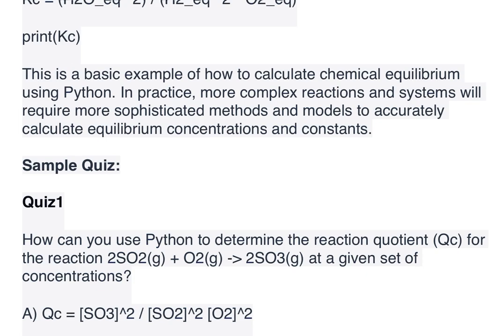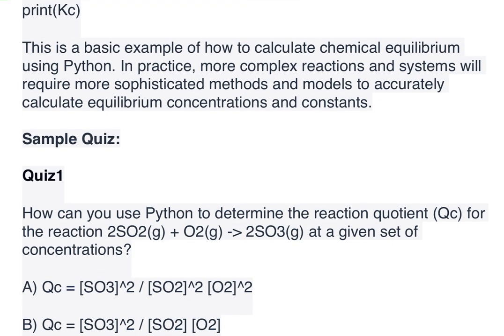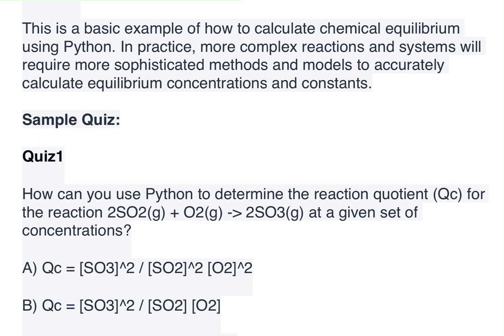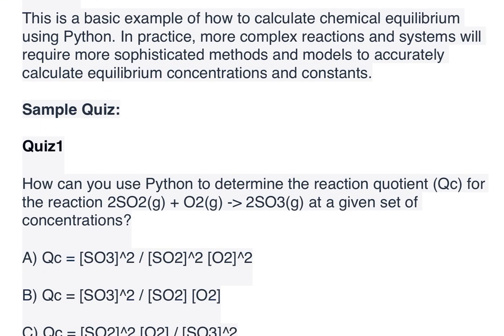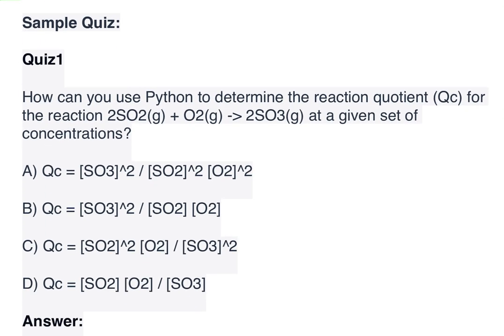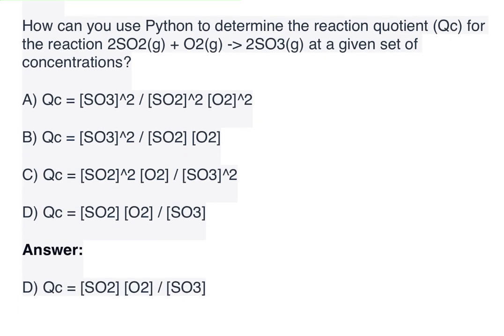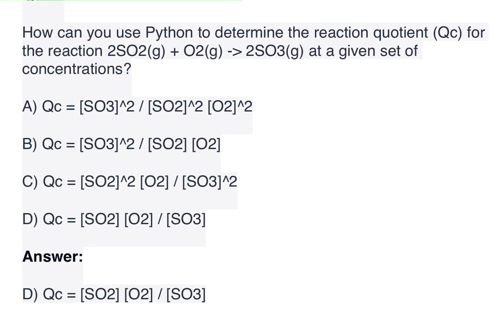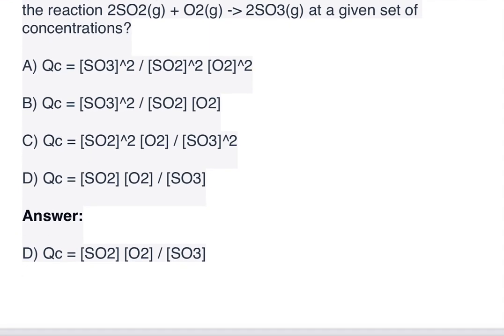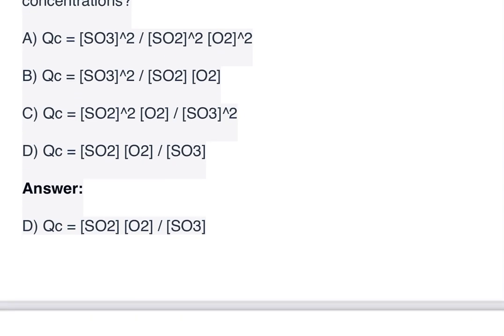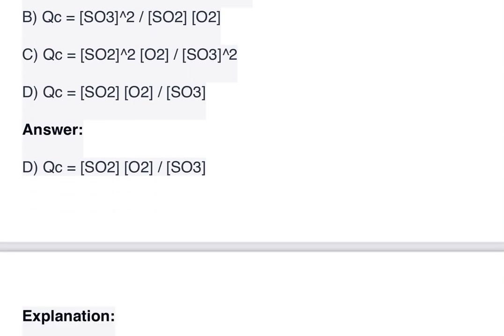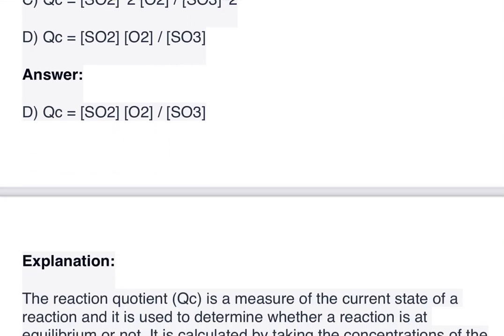Sample quiz. How can you use Python to determine the reaction quotient, Qc, for the reaction 2SO2(g) + O2(g) ⇌ 2SO3(g) at a given set of concentrations? A, B, C, D are the options. Answer: D, Qc equals [SO3] squared over [SO2] squared times [O2].